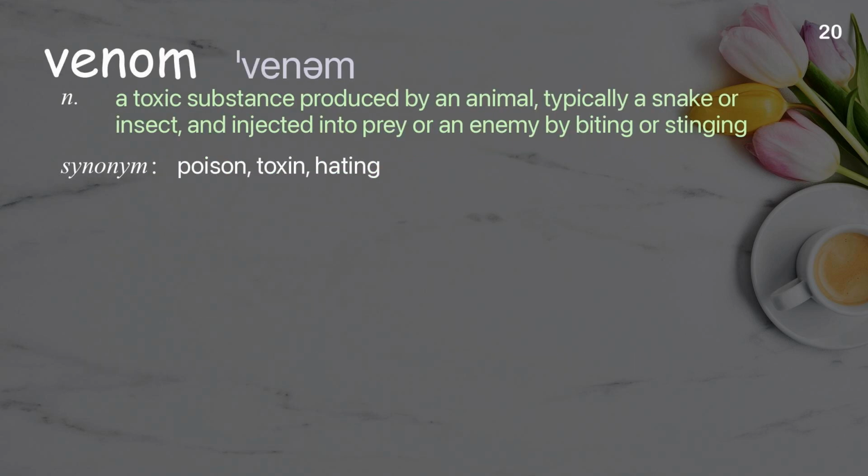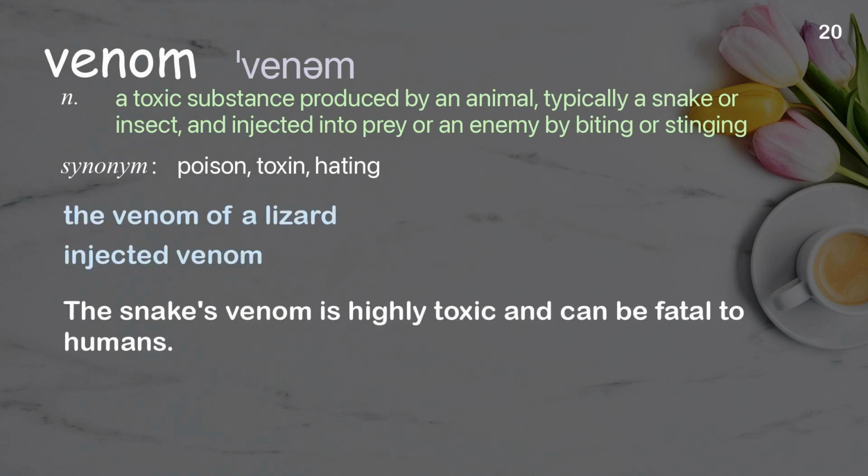Venom. A toxic substance produced by an animal, typically a snake or insect, and injected into prey or an enemy by biting or stinging. Examples: The venom of a lizard. Injected venom. The snake's venom is highly toxic and can be fatal to humans.